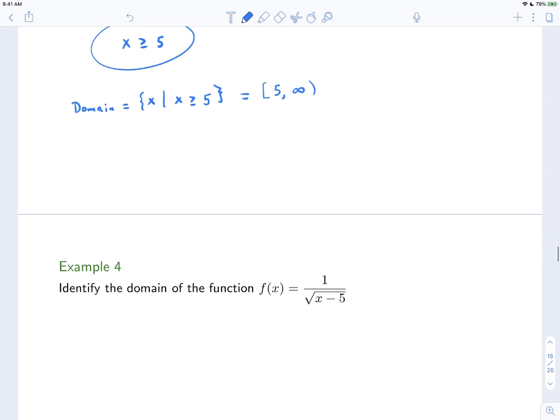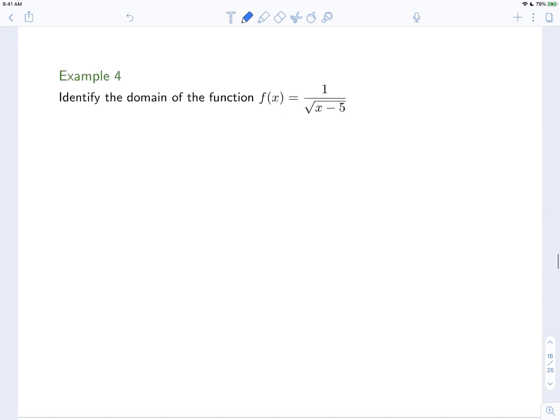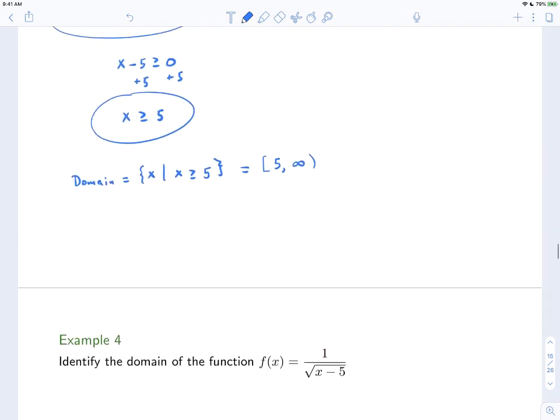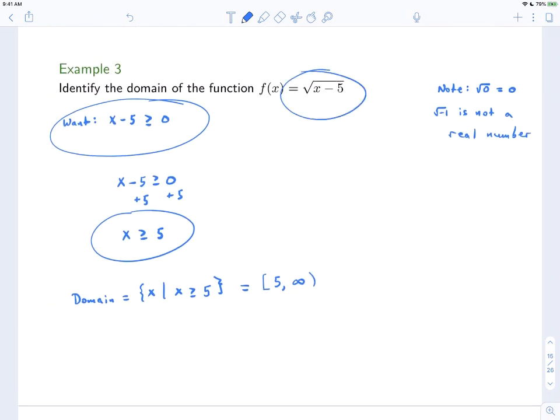Okay, let's do another example. Identify the domain of the function that you see here. f of x equals 1 over the square root of x minus 5. Now this x minus 5 is what we were just looking at. So let's just scroll back. That's what we were just looking at.